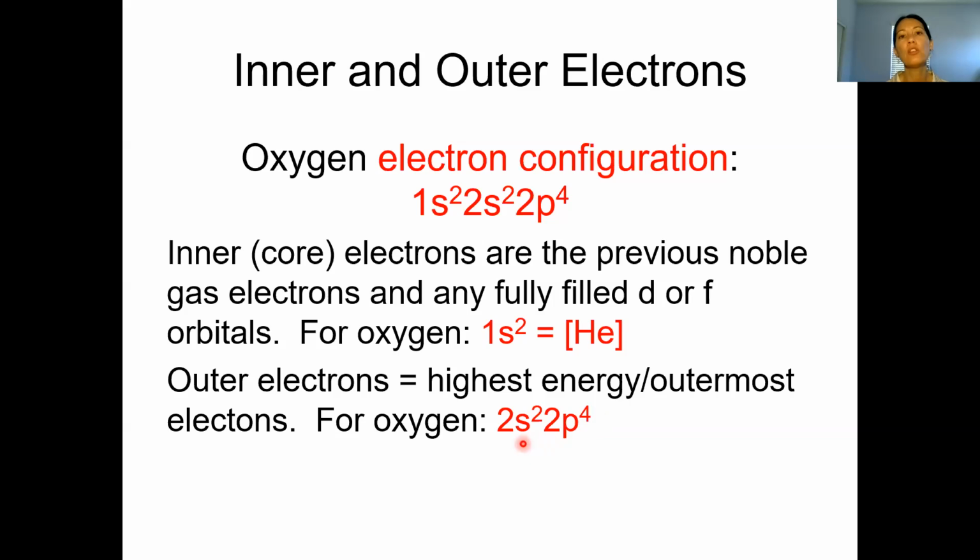Notice that even though the 2s is filled, it's still in the outermost shell of n equals 2. So that's why it's available for bonding. And if you add these up, 2 and 4, it's 6. Oxygen does have 6 outer electrons that are its valence electrons available for bonding. You may remember that from electron dot structure.